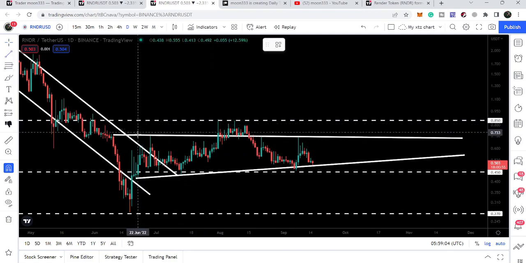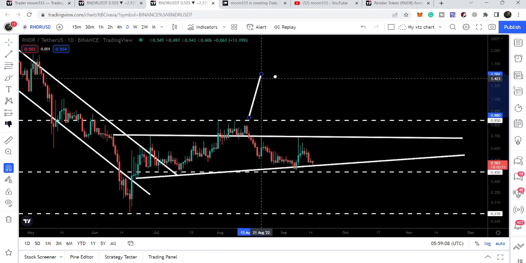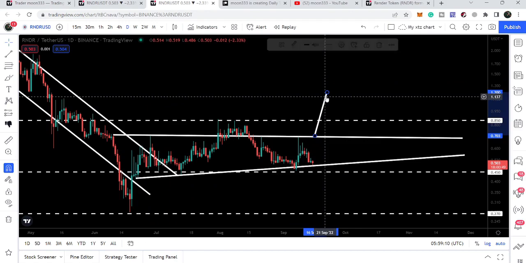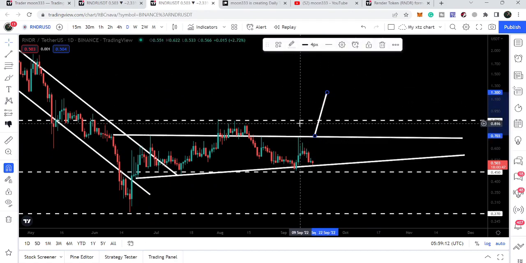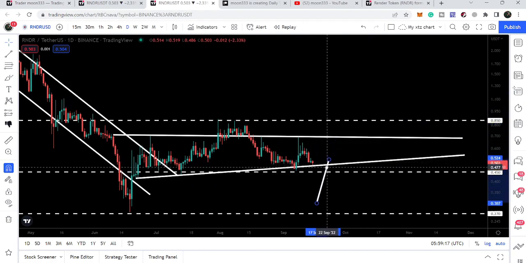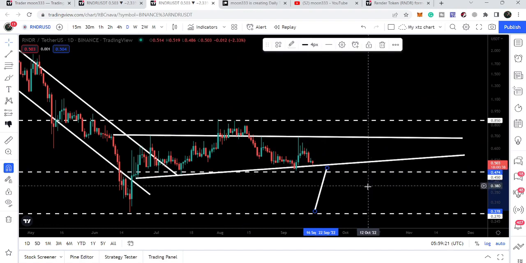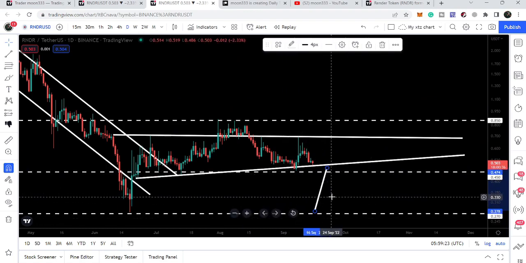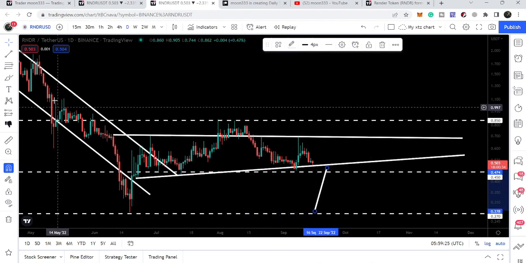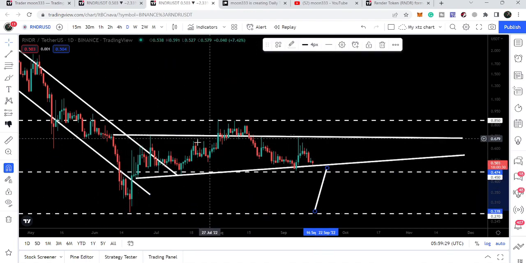And for example, if we break out the resistance of this triangle, then you can see it is showing us a projection beyond this resistance, that is $1.20. And for example, if we break down the support, then we can again break down this support of 45 cents, and we can test this support of 27 cents. That is also very strong support, and that is also a recent swing low before this channel's breakout.